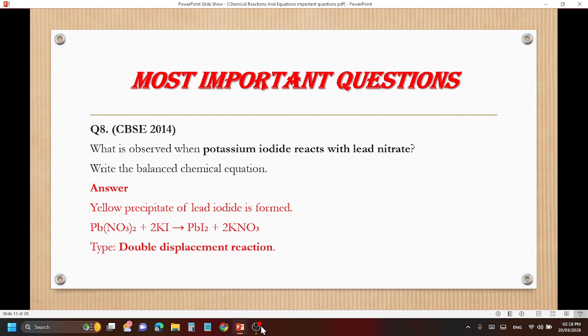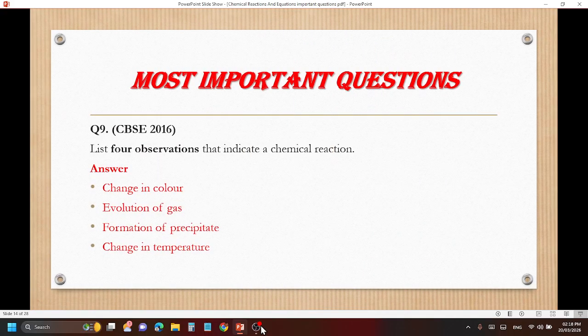So this is a type of double displacement reaction, also known as precipitation reaction. Remember the answer: the yellow precipitate of lead iodide is formed. That thing is sorted. If we move to the next question, the CBSE 2016 question is: list four observations that indicate a chemical reaction has taken place.